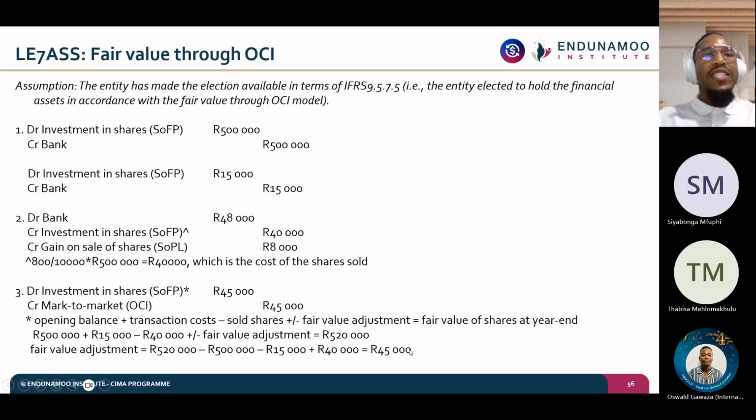Instead of the fair value adjustment going through P&L, it would go to a reserve in OCI. The reserve is known as the mark-to-market reserve in OCI. So this reserve is a separate reserve, quite like what you have. Remember with PPE, we have a revaluation surplus going through OCI. This reserve for fair value through OCI is similar to that. It's a separate component of equity called the mark-to-market in OCI, and that's where the fair value movements would go.